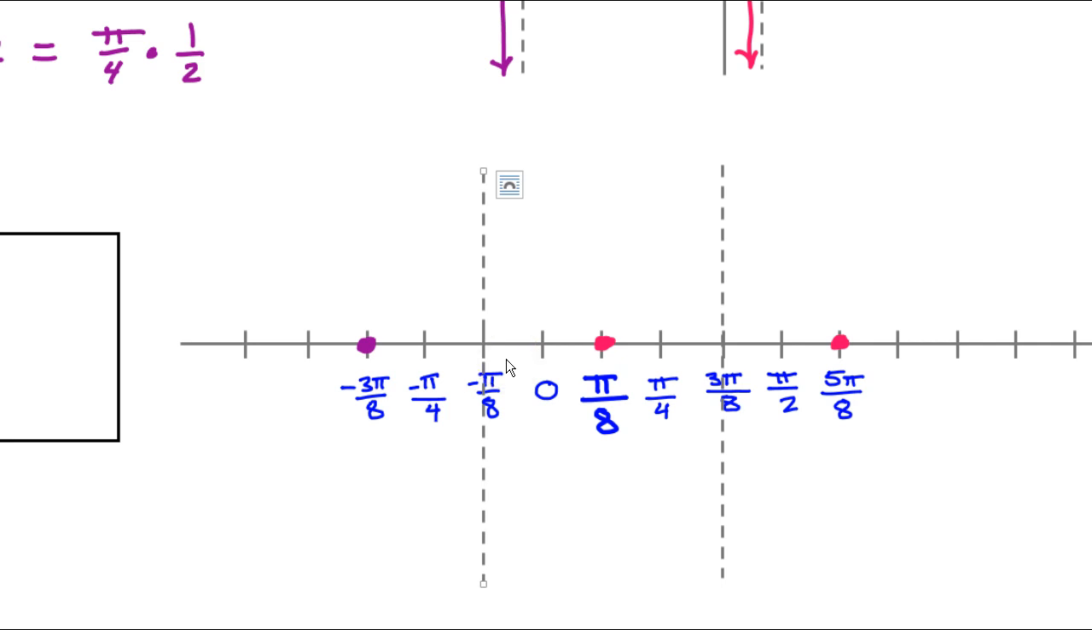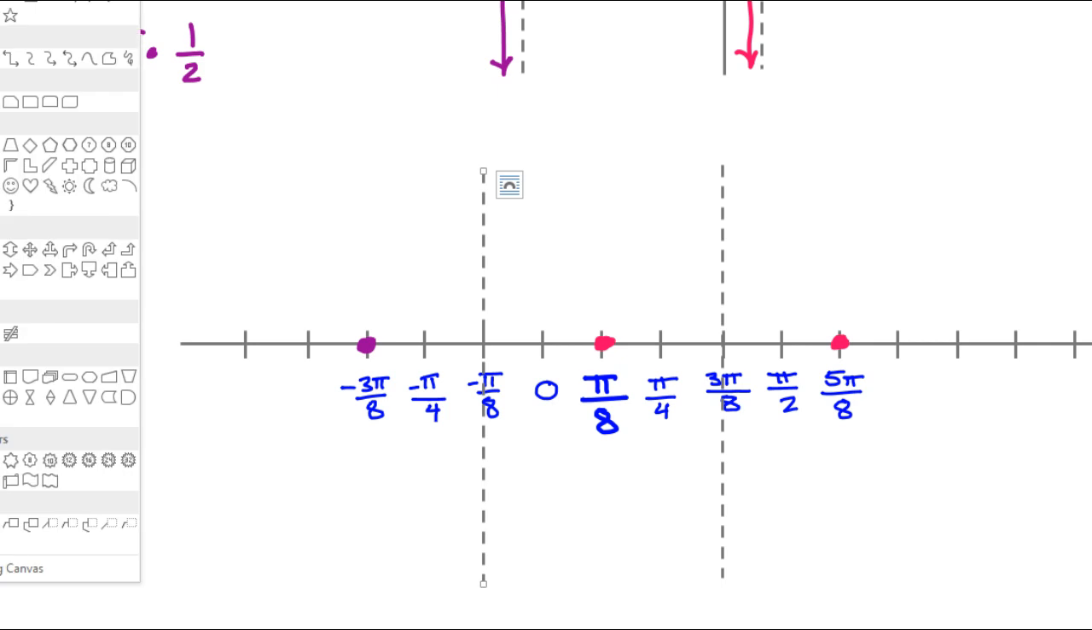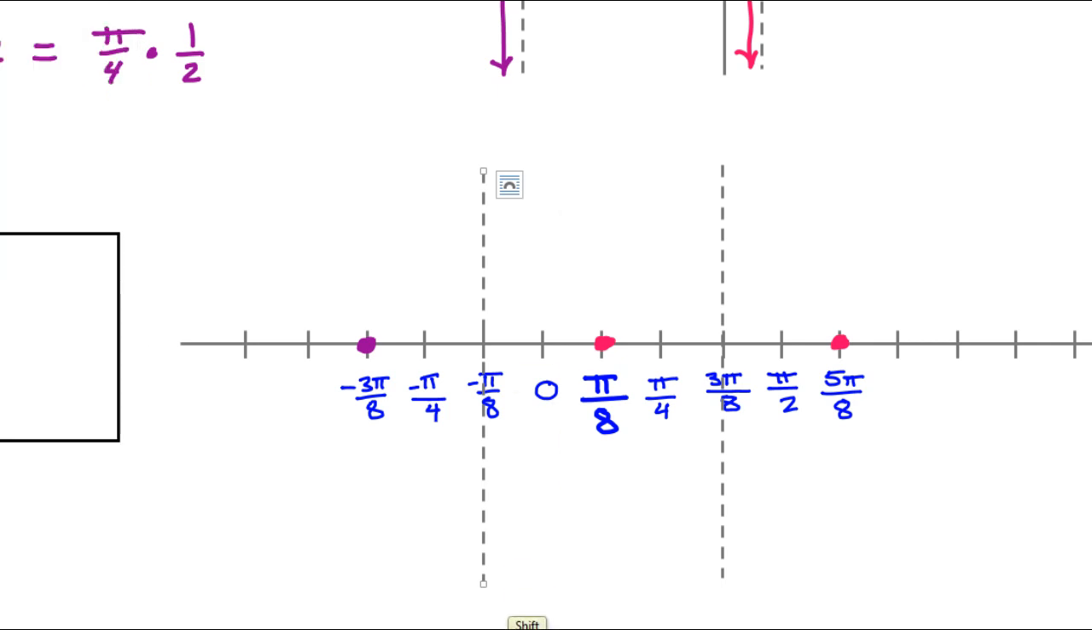Now, once I've labeled the x-axis, put my vertical asymptotes in, then it's a good time to draw the y-axis as well. Now, the y-axis is always going to be at 0. So we can see 0 right here, so let's go ahead and draw the y-axis. Alright, so now that we have the y-axis drawn, it is time to go ahead and draw the graph.